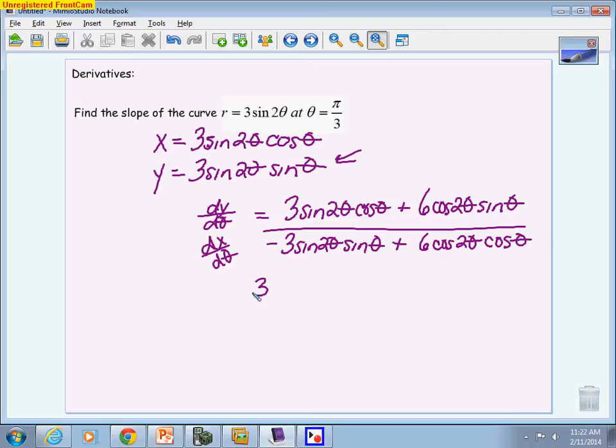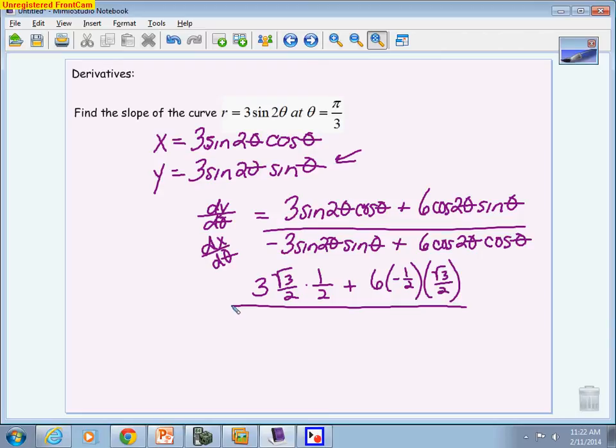So when I put a pi over 3 into the sine 2 theta, it's going to be taking the sine of 2 pi over 3. The sine of 2 pi over 3 is going to be the same as the sine of pi over 3. It even has the same sign. So it is radical 3 over 2. The cosine of pi over 3 is a half. Then plus 6 times the cosine of 2 pi over 3. Cosine of 2 pi over 3 will be negative. Cosine is negative in the second quadrant. It will be negative a half. And the sine of pi over 3 is radical 3 over 2.